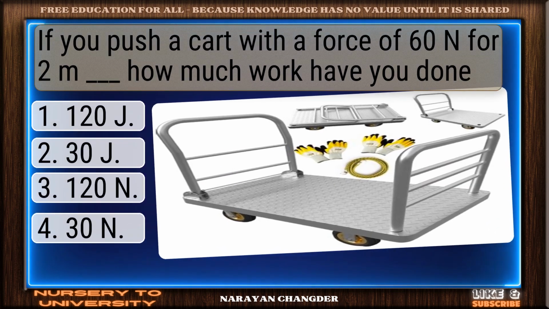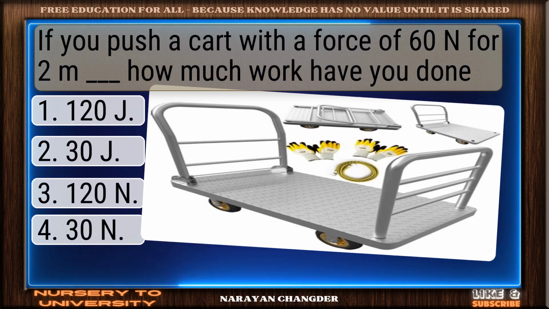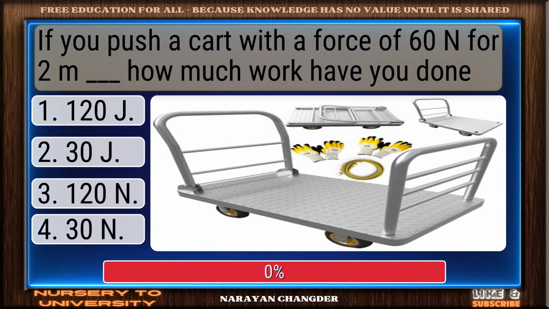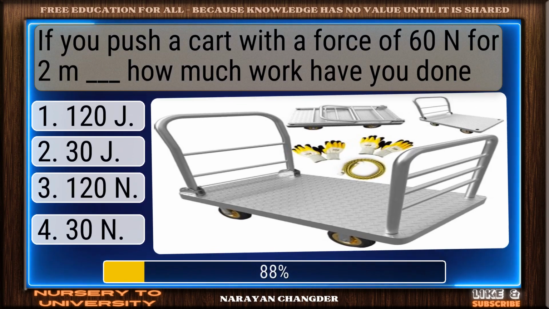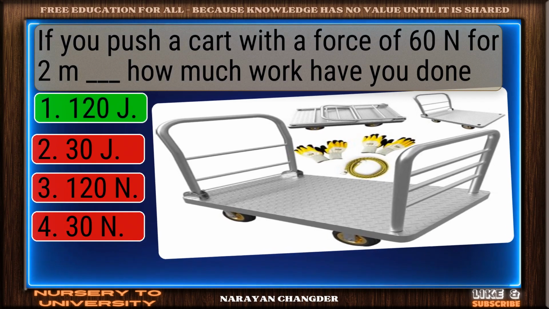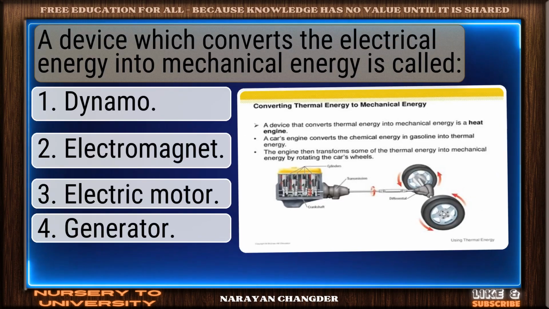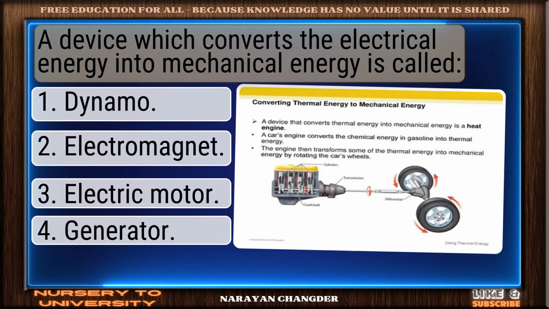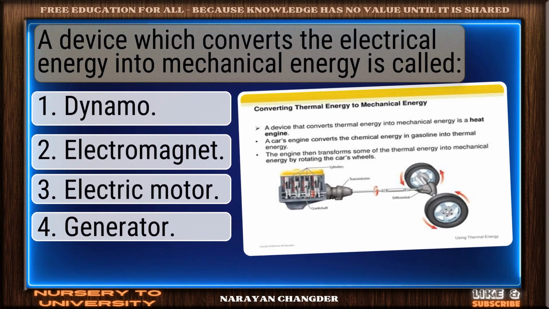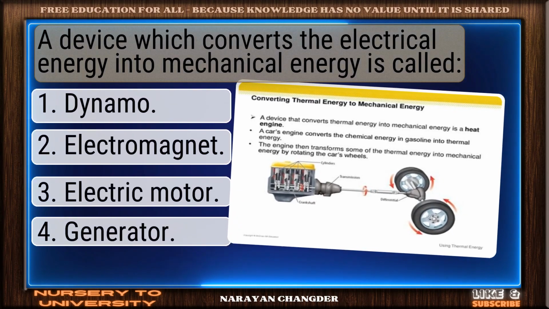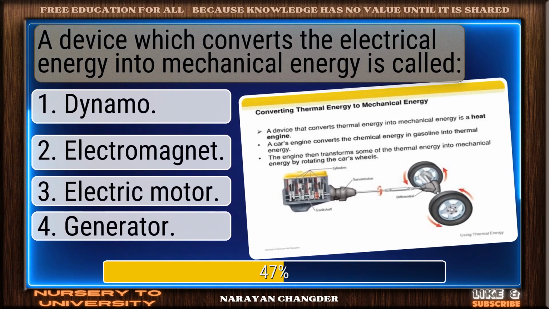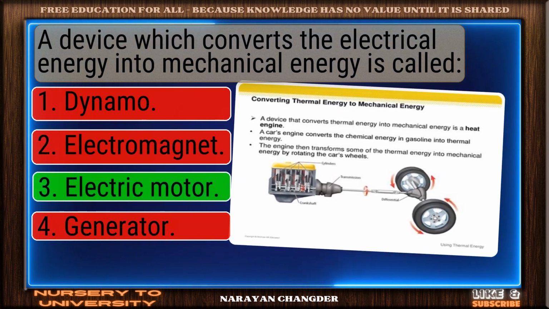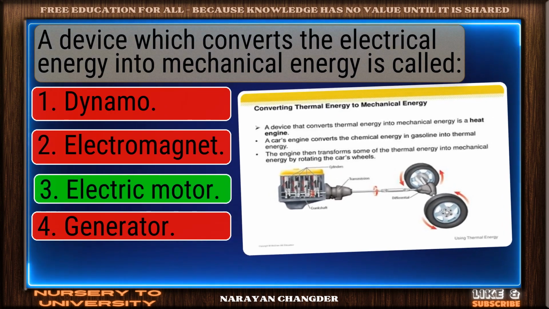Question number 32. If you push a cart with a force of 60 N for 2 m, how much work have you done? Smart pick. 120 J is the correct choice. Question number 33. A device which converts electrical energy into mechanical energy is called? Nicely done. Electric motor is a solid answer.